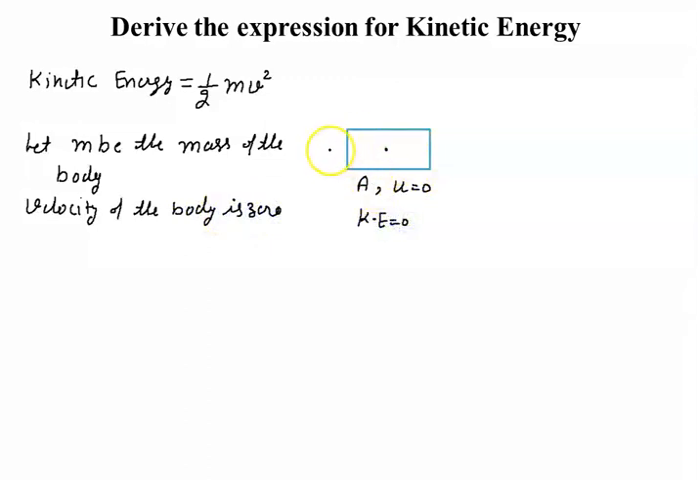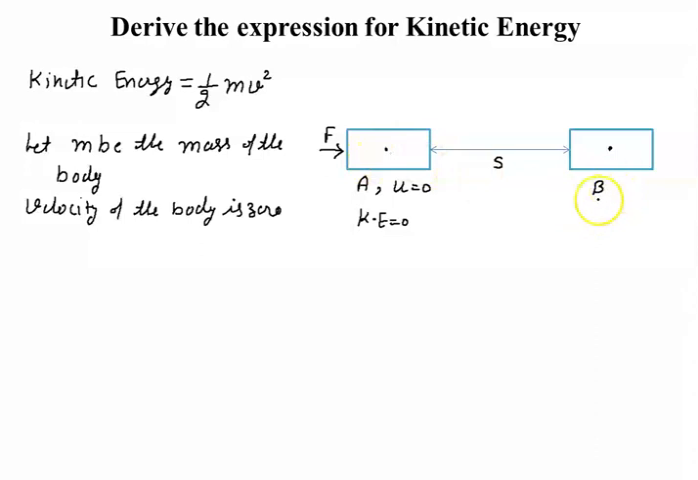Now a force F is applied on the body and the body moves to point B. The same body moves to point B, and from A to B it covers a distance of S. Now when force is applied, the body gets accelerated and moves a distance S. Now at point B we have to find out its final velocity.